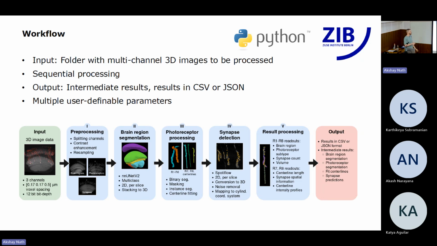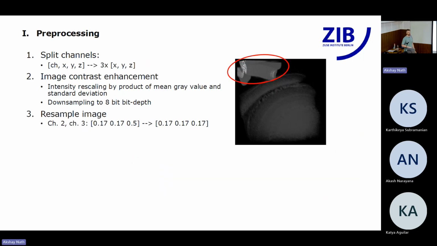And intermediate results, and by intermediate results, I mean just segmentations of different channels that the user can use to proofread the results, as the entire code actually grew quite big. There are multiple user-definable parameters to this workflow that one can adjust within the configuration JSON file. Right. So the first part of the workflow would be pre-processing.